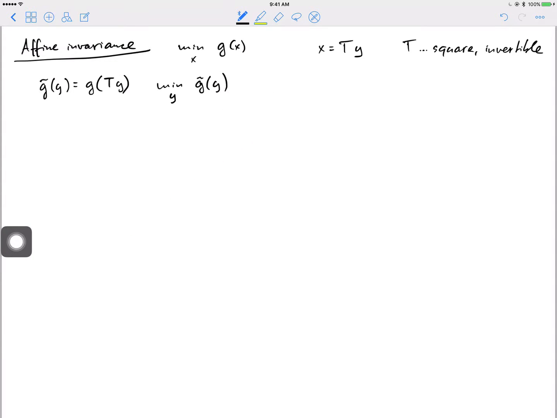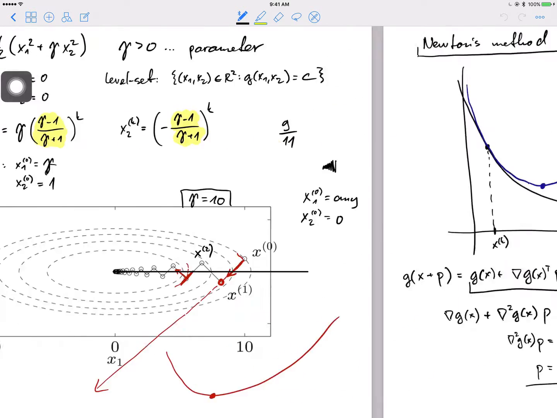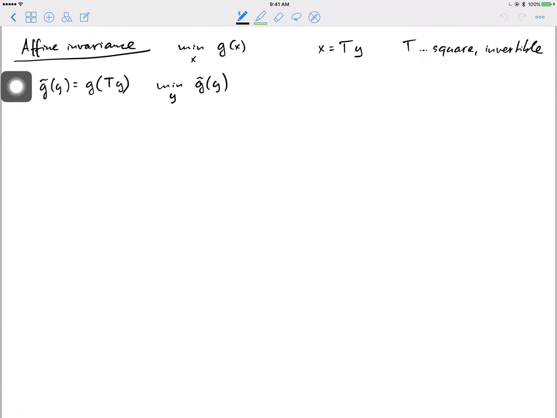The other way you can look at this is from the point of view of this example, the gamma could also be seen as a change of variables, okay? Because I could say, hey, I don't like this gamma here. Let's introduce a variable y, which will be square root of gamma x2, right? I could do that. And this way I convert it to a different optimization problem, okay?